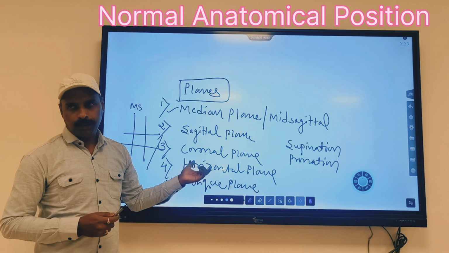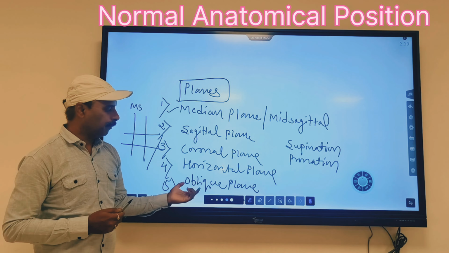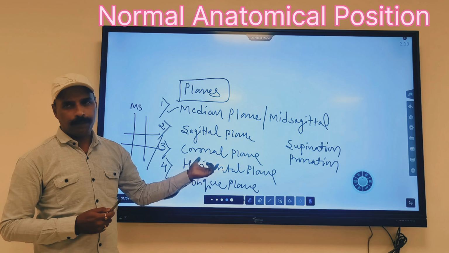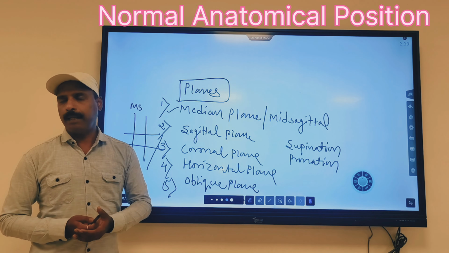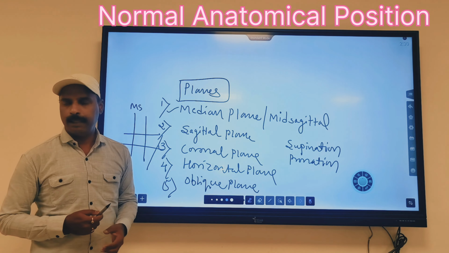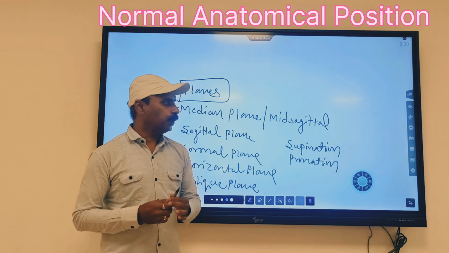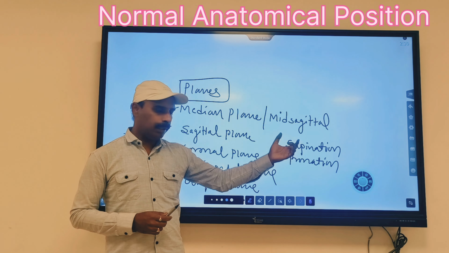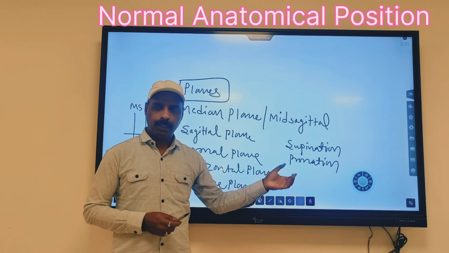Then horizontal: you get the plane which is parallel to the horizontal, that is, the ground. Then the oblique: a plane not fitting in the above we call oblique. So I have told the anatomical position and the anatomical planes. This is a short one. You have to draw the diagrams of the different positions, including supination and pronation, supine position and prone position. All this can be in this topic. Okay, write it down.